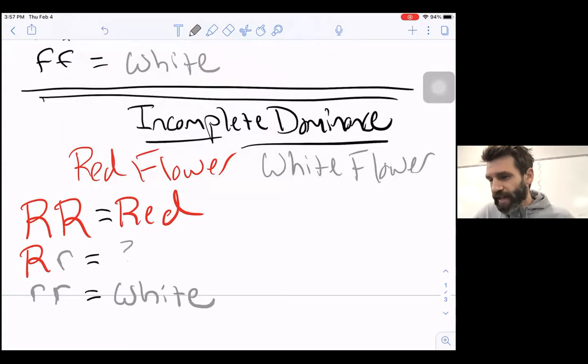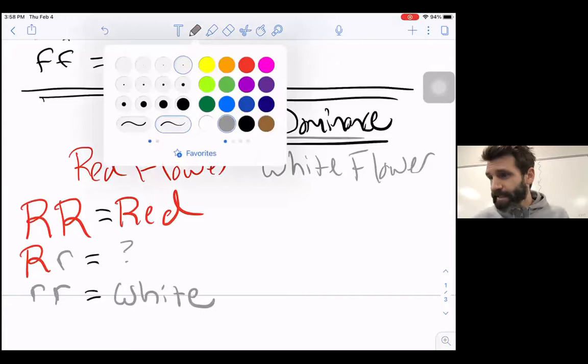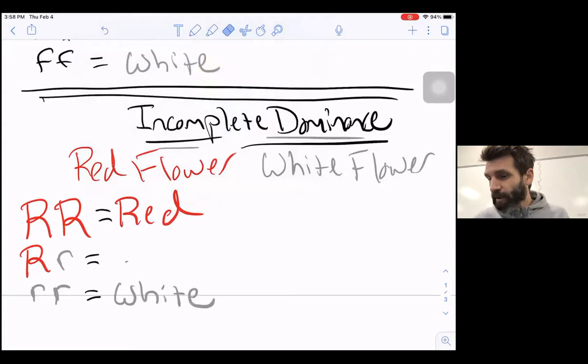Now, the question is, what is the heterozygote in the case of incomplete dominance? Previously what we learned is that this would be red, right? And that is true in the previous case, but now in incomplete dominance, this is a little bit more like what you might have expected to begin with. This gives pink flowers.